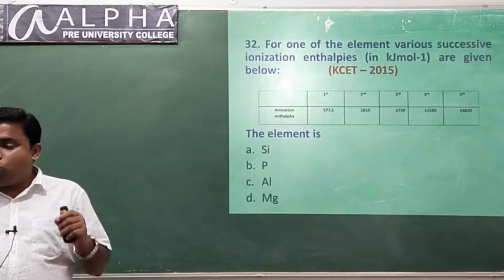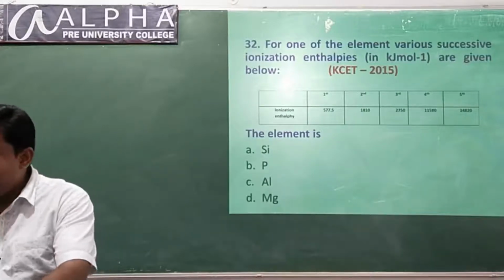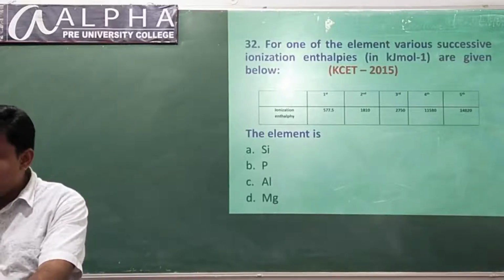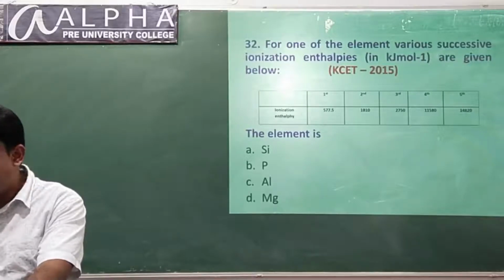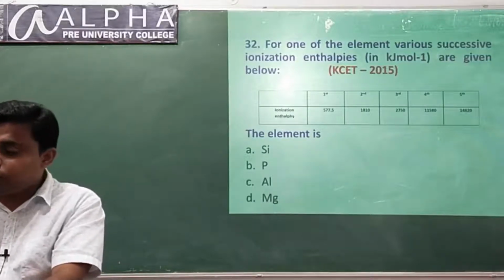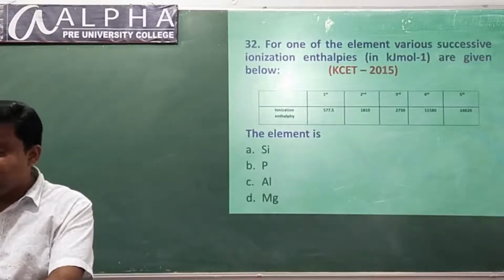For one of the elements, various successive ionization enthalpies in kilojoules per mole are given below. First ionization enthalpy is 577.5 kilojoules per mole. Second is 1810 kilojoules per mole. The third is 2750 kilojoules per mole. Fourth is 11580 kilojoules per mole. Fifth is 14,820 kilojoules per mole. They have given up to fifth ionization enthalpy. Based on this, you have to identify which element it is.